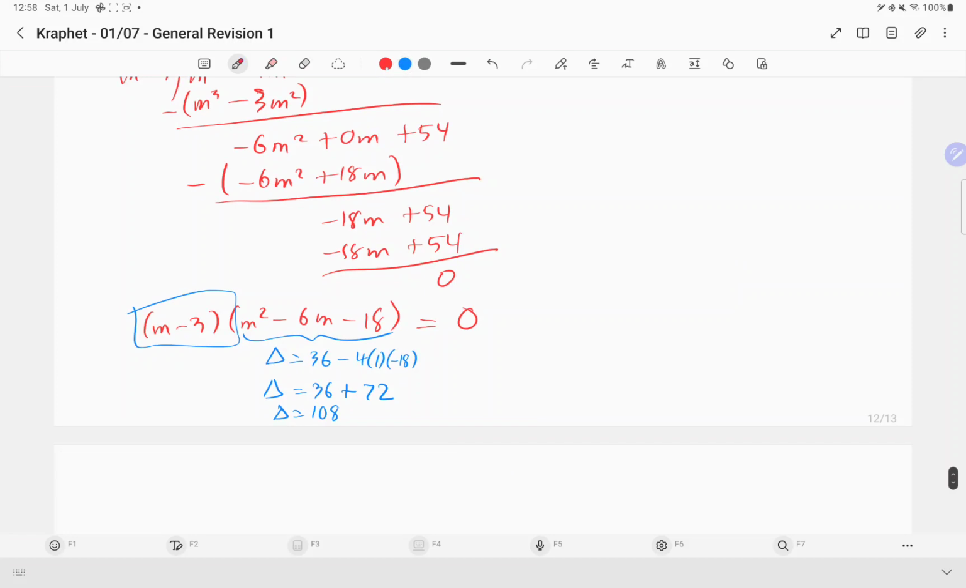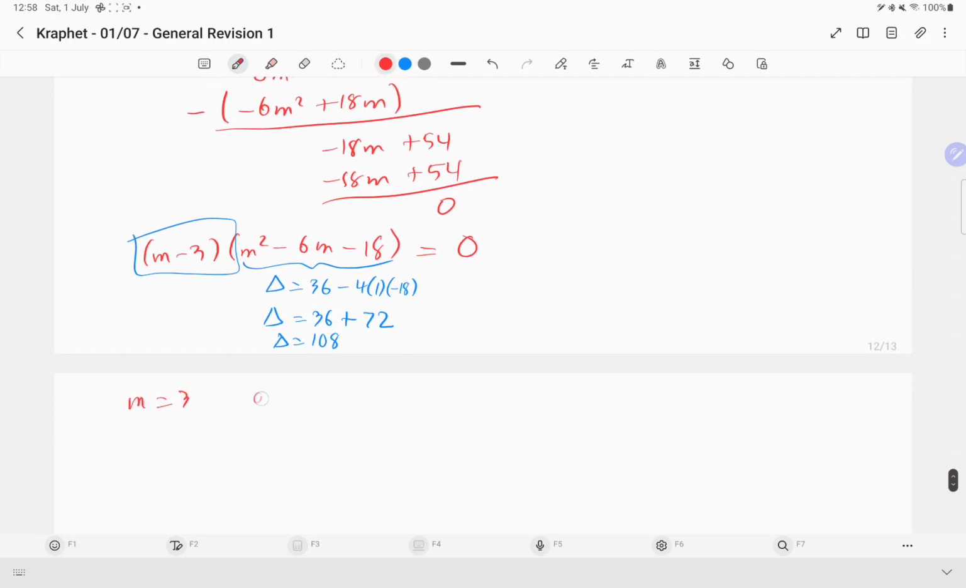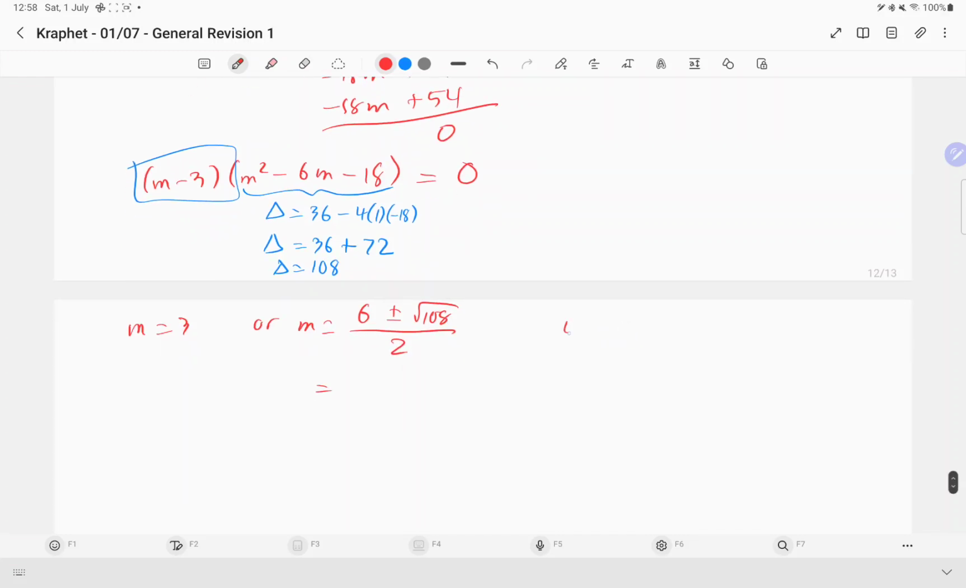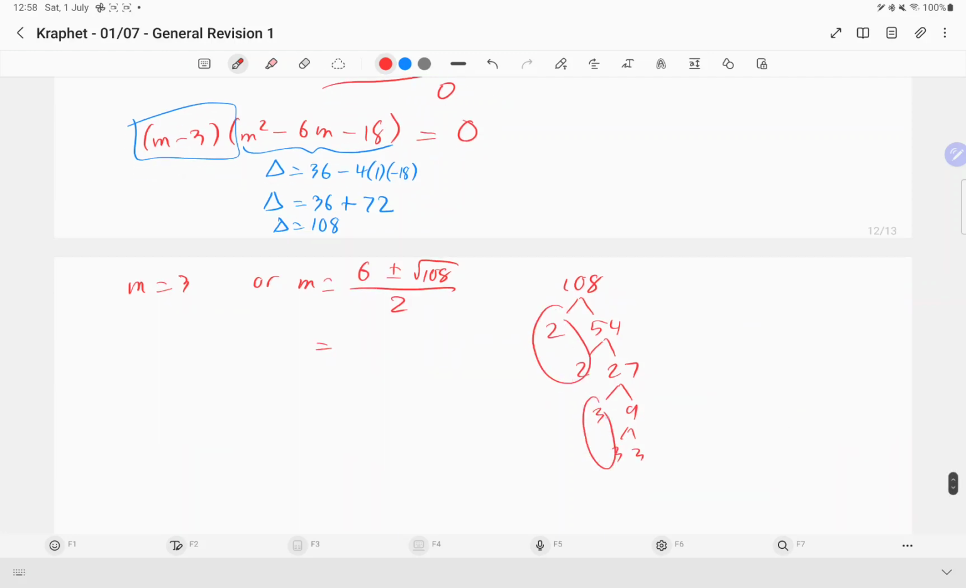So based on this one, we get m equals 3 or m equals minus b, which is 6, plus minus square root 108 over 2a, which is 2. And then 108, if we were to factorize that, let's divide it by 2, so that's 54, divided by 2 is 27, which is 3 times 3 times 3. So that'll be 2 squared times 3 squared times 3, so that will be 6 plus minus 6 square root 3 over 2. So that'll be 3 plus minus 3 root 3.